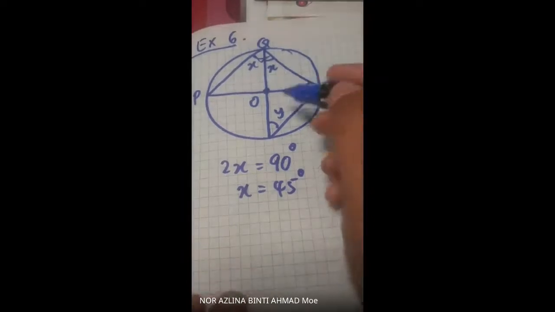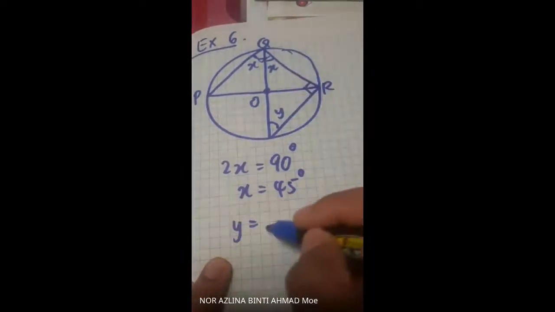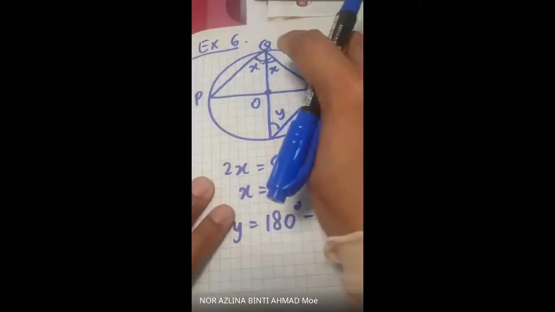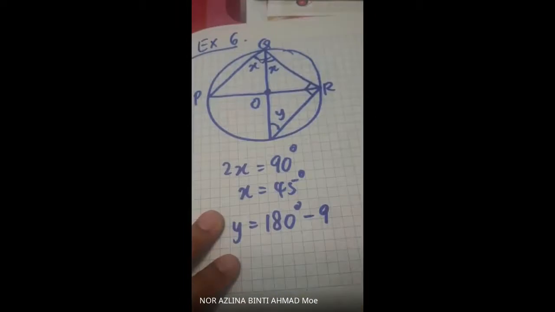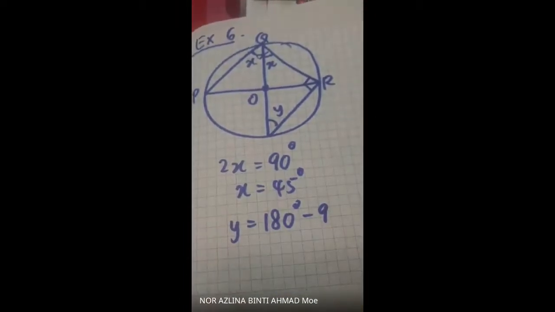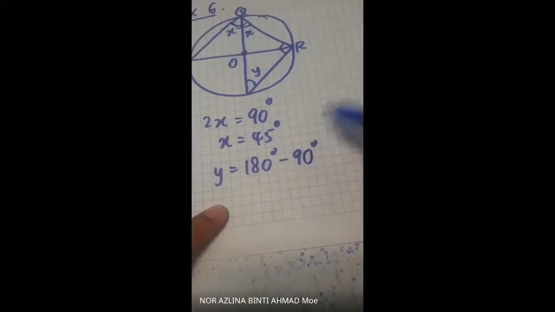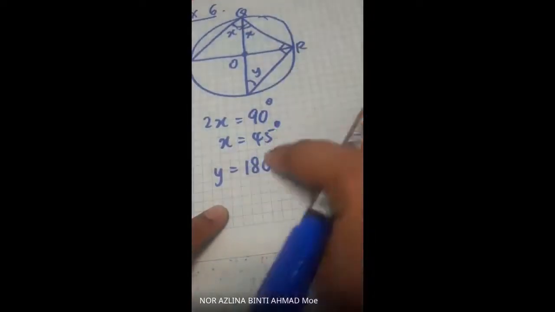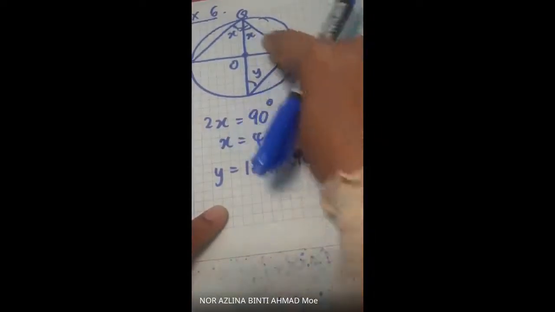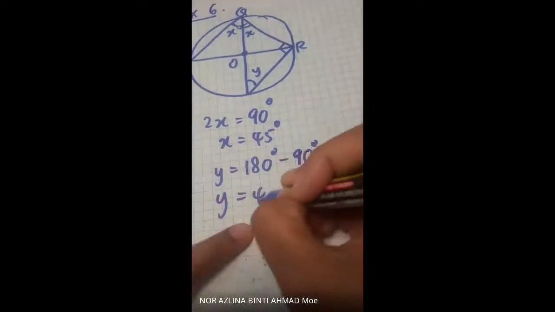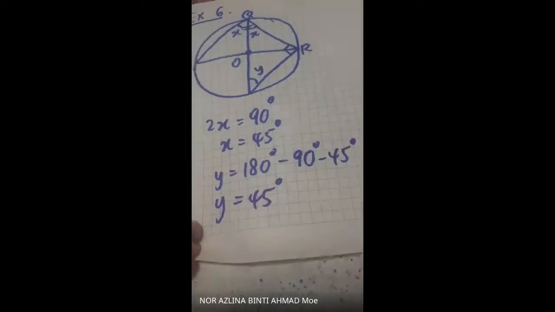Okay, to get y, one triangle is 180 degrees. 180 minus 90 minus x. Example 6, page 142. x is 45. So the answer is 45 degrees. Okay, that is example 6.